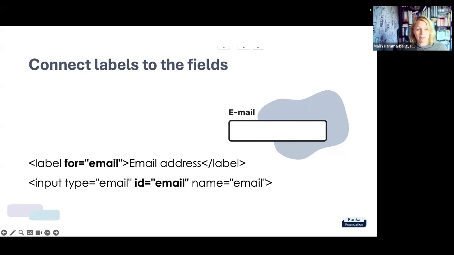So in my example here, I have the label, and I have added for equals quotation marks email. And on the input, I have the ID equals quotation marks email to connect them together.